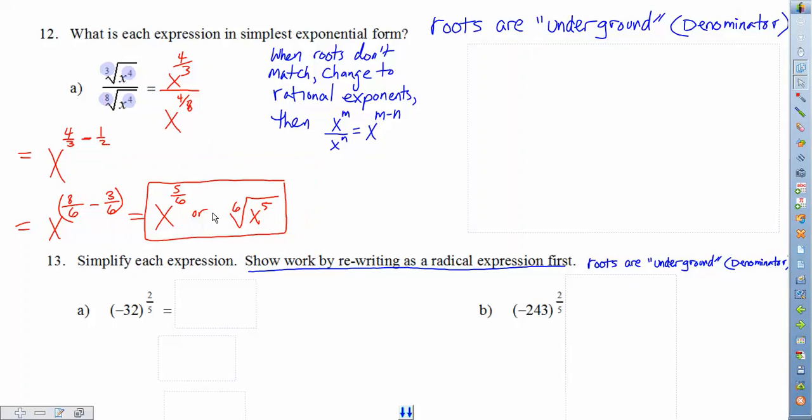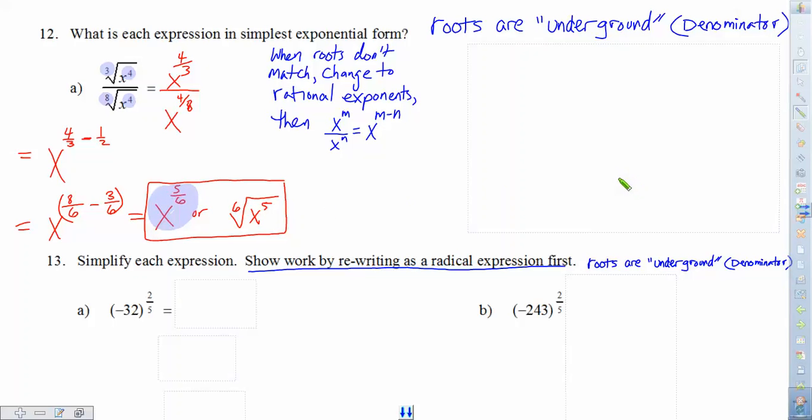And be prepared to write either one, okay? If the answer is multiple choice, and you see answer choices that look like rational exponents, know that that's got to be the case. Or, who knows, you might see a problem where the multiple choice answers are written with the roots underground, with the 6th root of x to the 5th. If it's short answer on the test, I'll accept either one of these. I don't care which way you write it. So I would imagine that many of you, if it's short answer, are probably going to leave it like that, and that's totally cool with me.